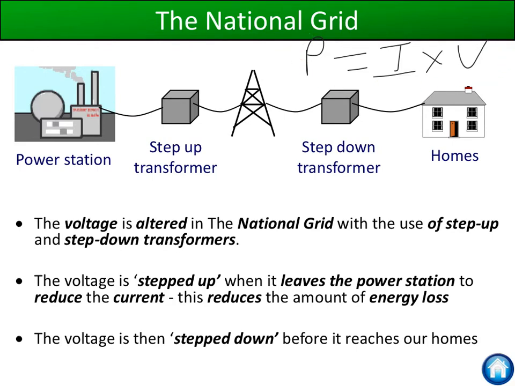So if I want to increase my current, I need to decrease my voltage to get the same power. So power remains constant and current and voltage will change.